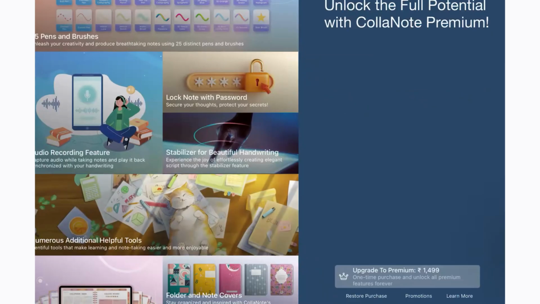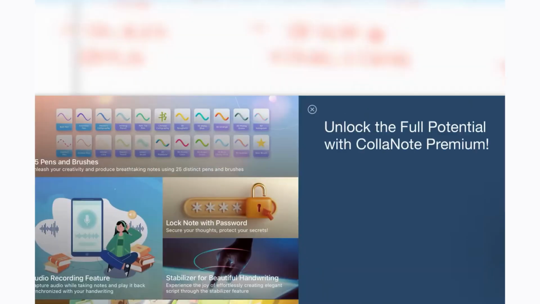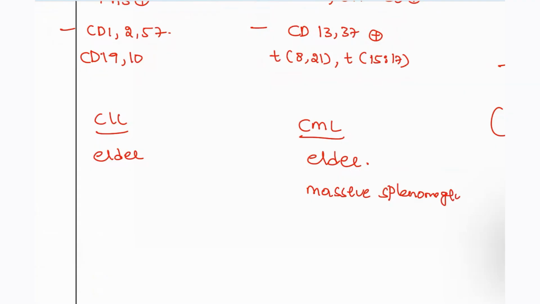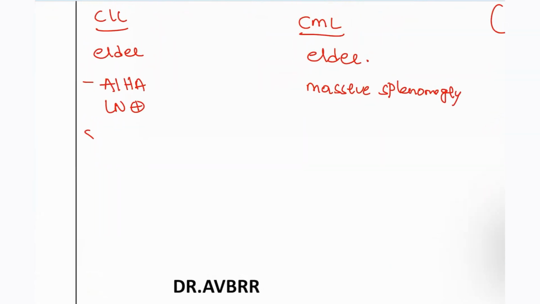Massive splenomegaly that we are going to see. Next, here this patient will have acute hemolytic anemia, and lymphadenopathy will be seen, right? On the peripheral blood smear, you are going to see the smudge cells, that is positive. And here basophils is going to be positive.